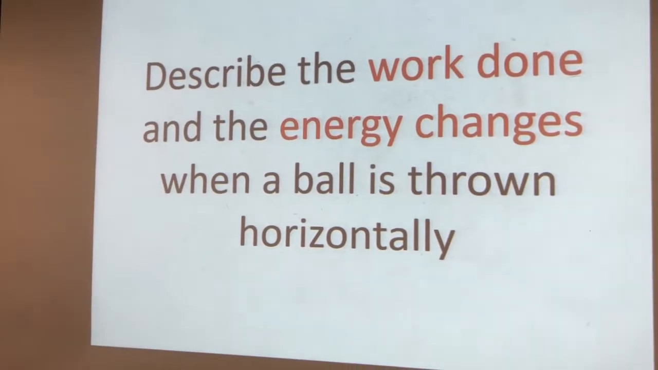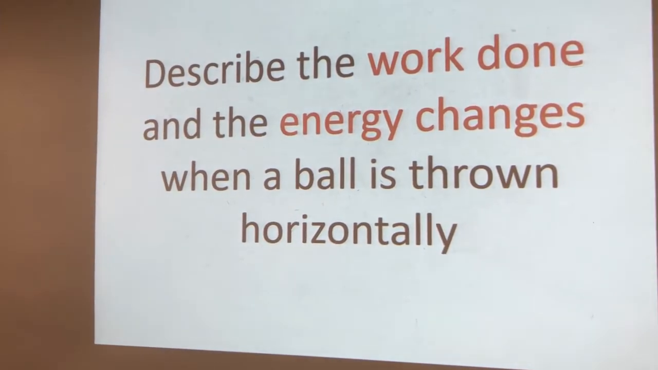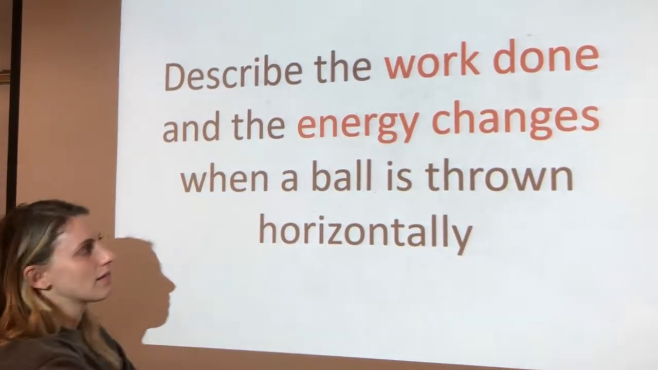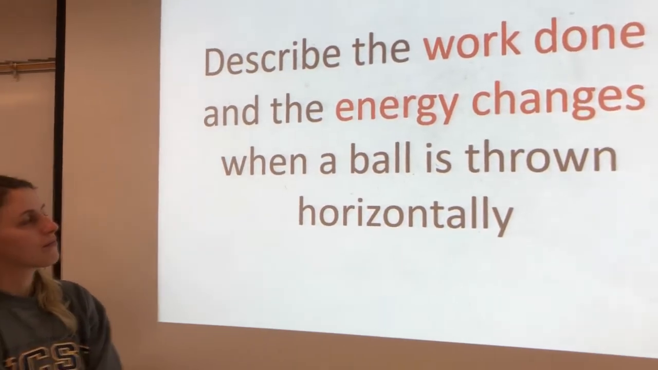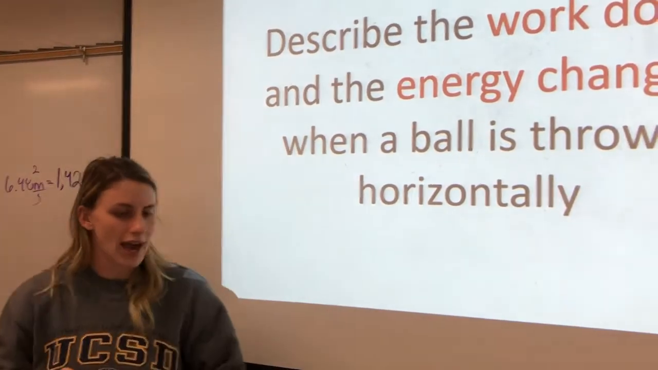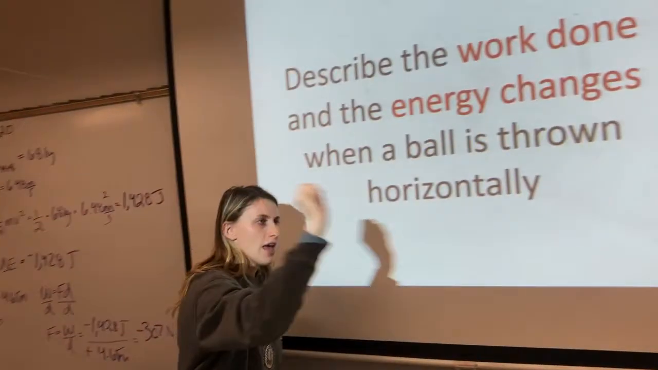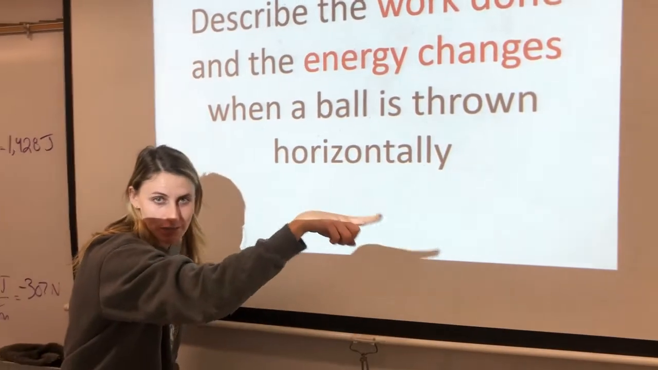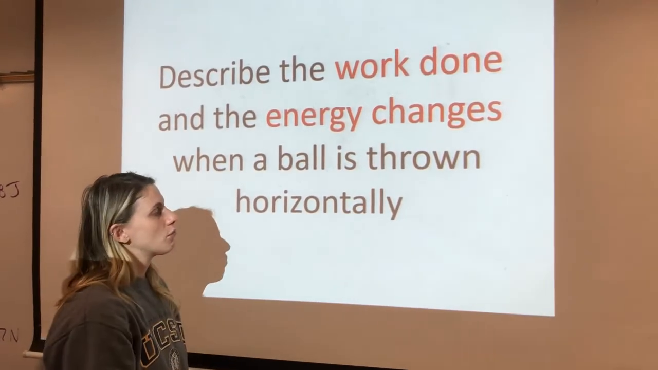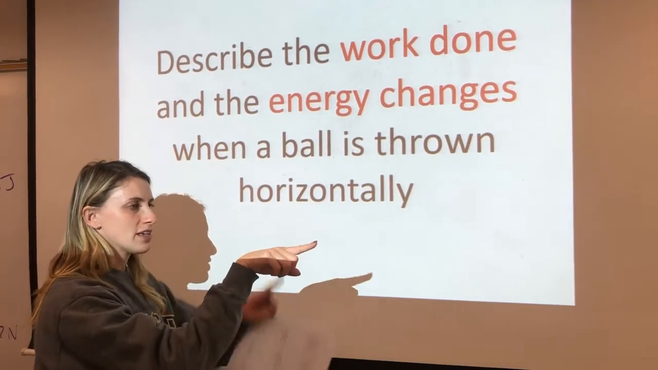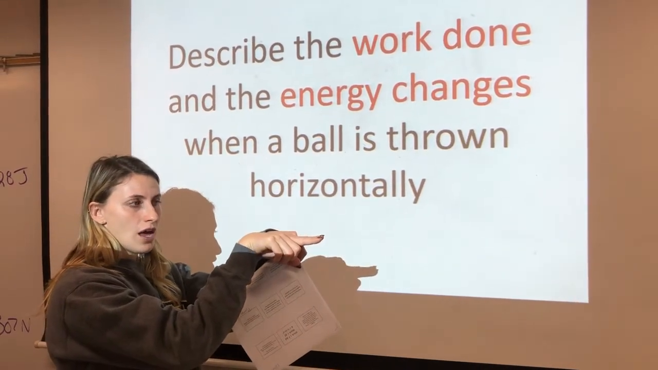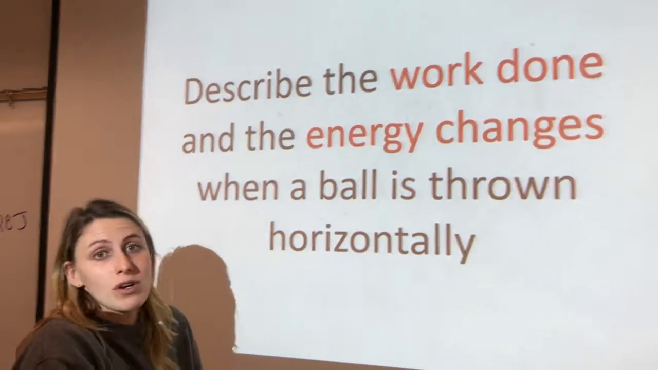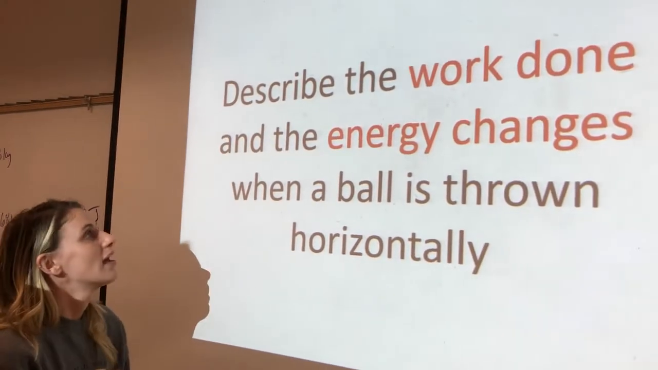Describe the work done and the energy changes when a ball is thrown horizontally. So first you have to talk about the work, and then the energy change. If I am winding up to throw a ball this way, I'm applying a force on it in that direction, and it's going to move in that direction. The displacement is in that direction too. When the force and the displacement are in the same direction, cosine theta is +1. You've done positive work, positive energy.